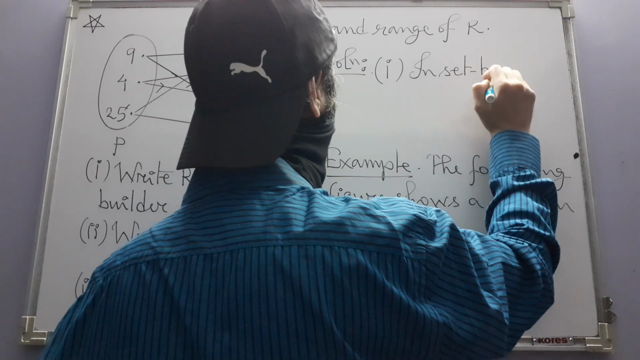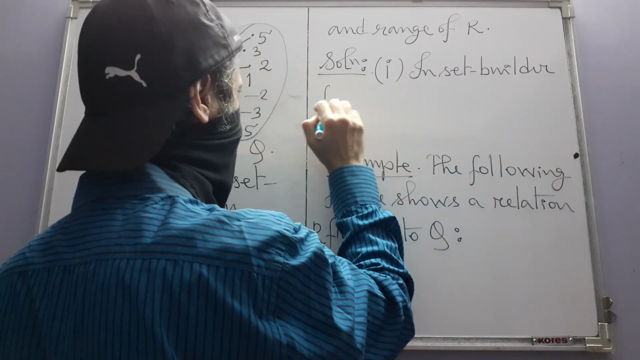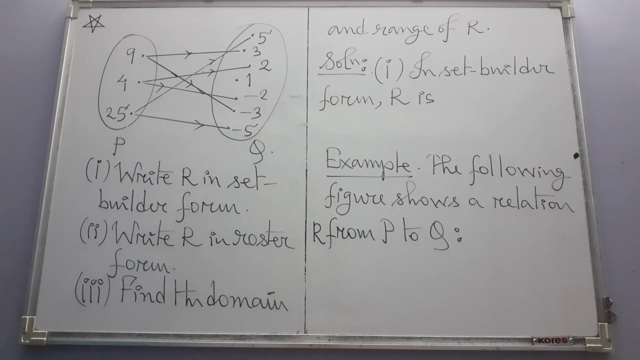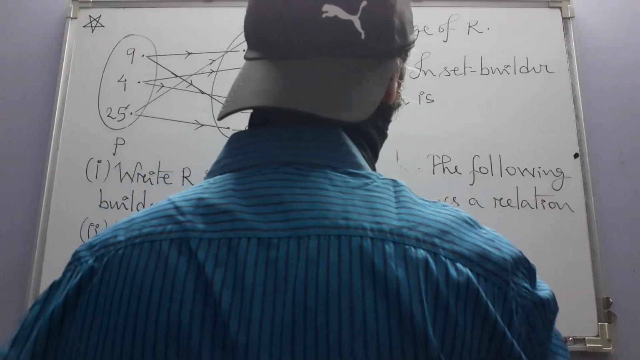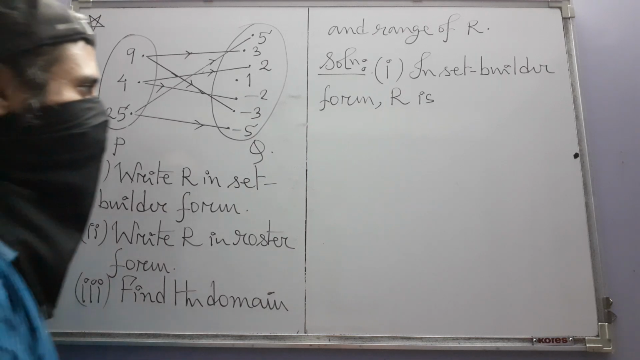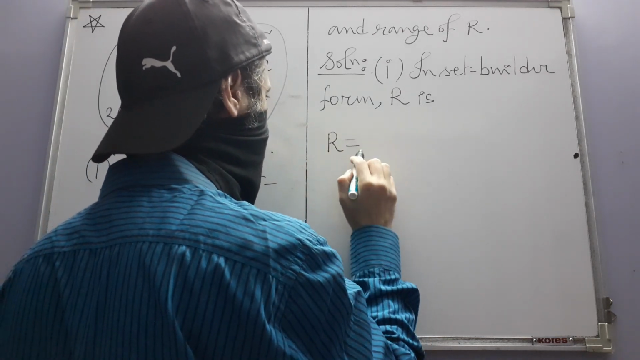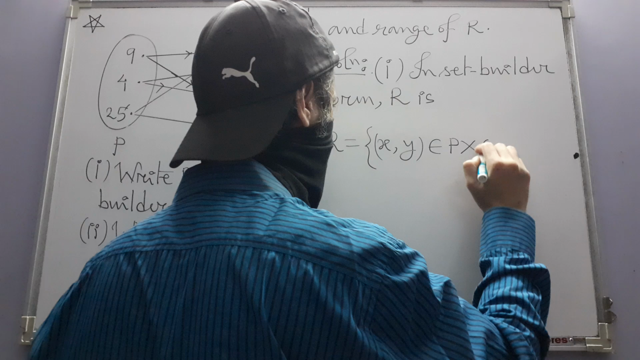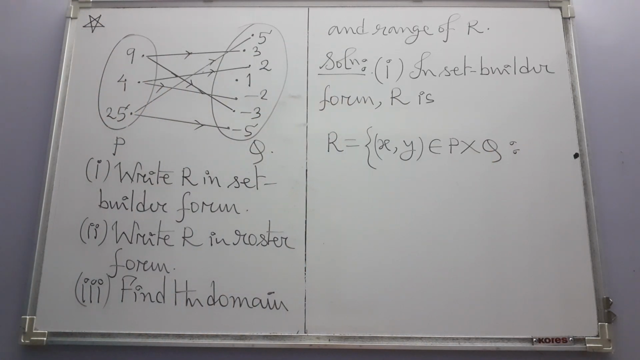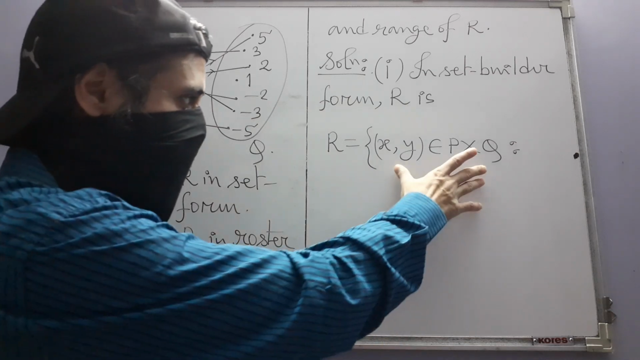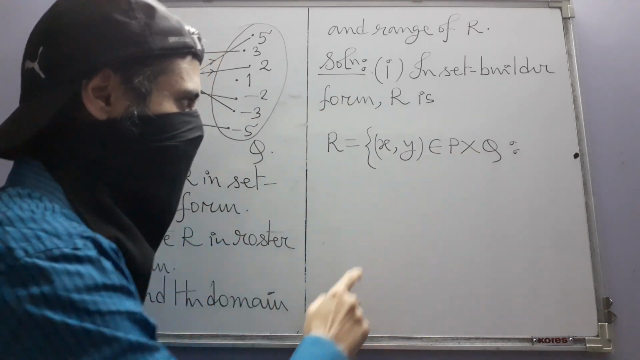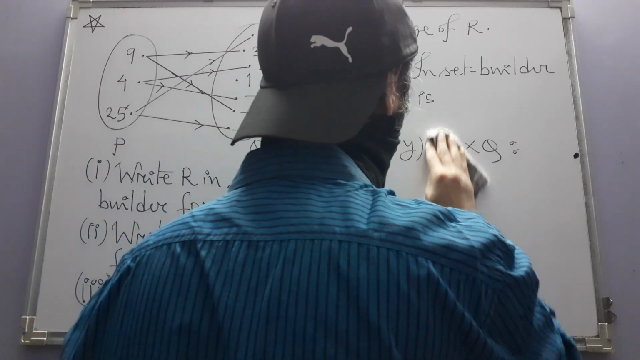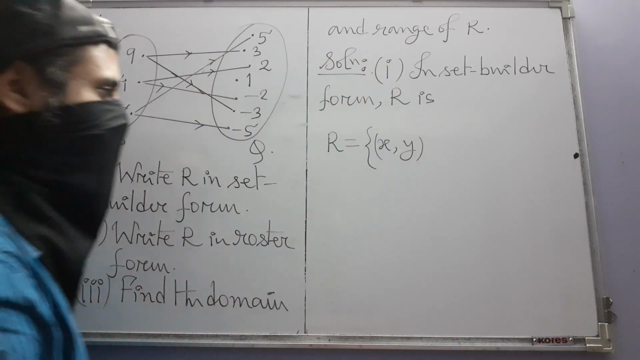In set builder form, R is this: x comma y belonging to P times Q. Although we discussed it while studying set theory, if you find writing this a little awkward, you can also go for the slightly longer notation.